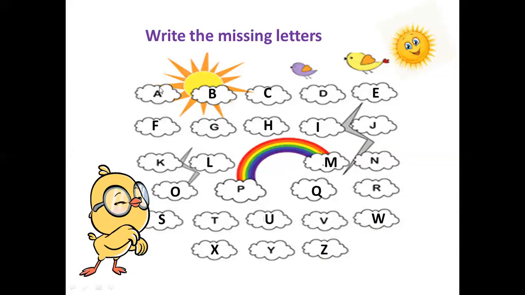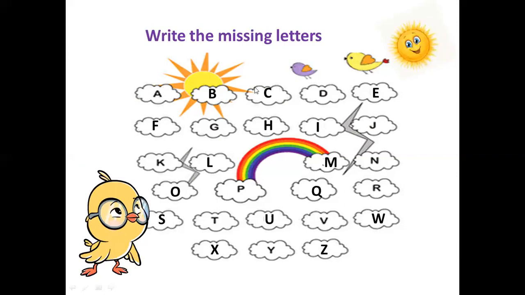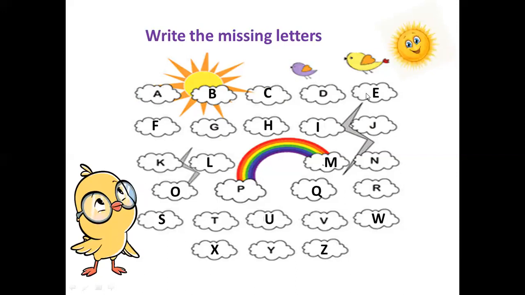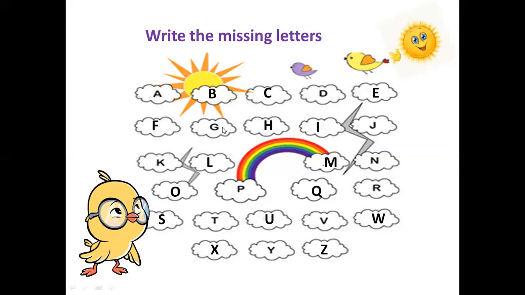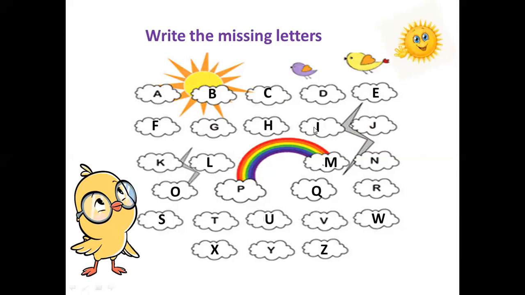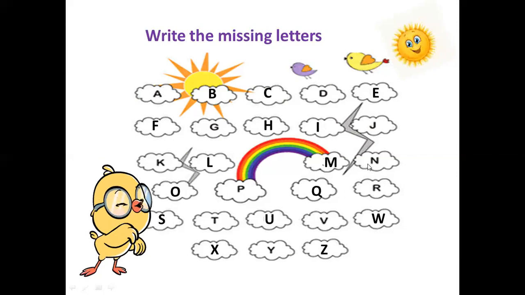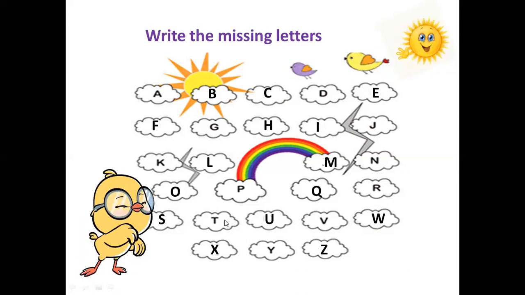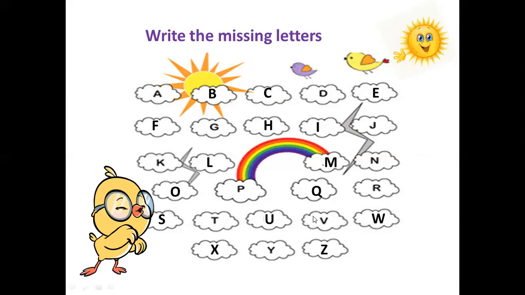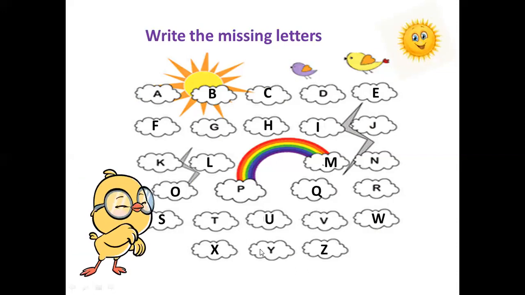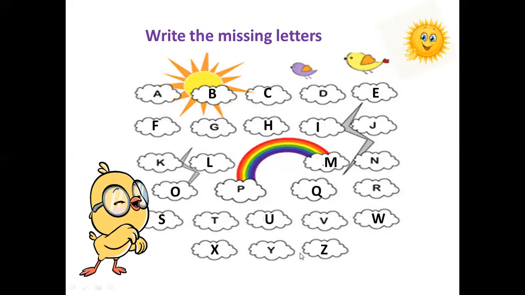Now let's read it. A, B, C, D, E, F, G, H, I, J, K, L, M, N, O, P, Q, R, S, T, U, V, W, X, Y and Z. Good, very good. Now we have learned how we will fill the missing letters.